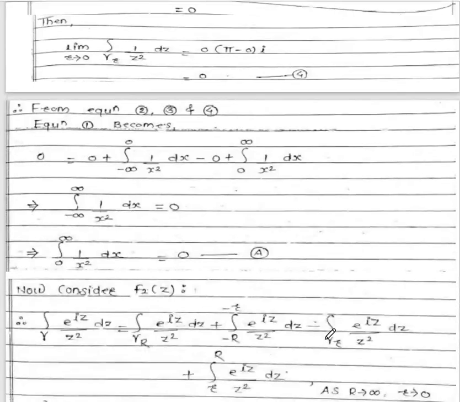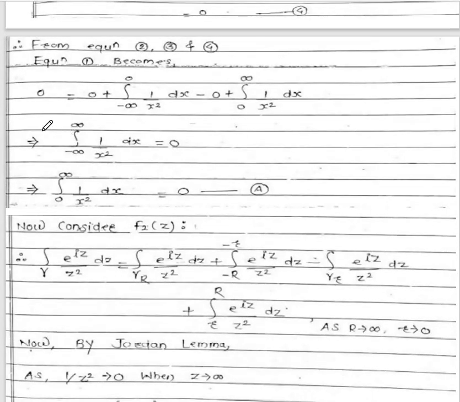Then equation 1 becomes: the right hand side, that is 0, equals the first integral, which becomes 0, plus the second integral from minus infinity to 0 of dx upon x square, minus the third integral, which becomes 0, and the fourth integral from 0 to infinity of dx upon x square. Okay, so here we can write minus infinity to plus infinity of dx upon x square equal to 0. So this can be written as the integral from 0 to infinity of 1 upon x square dx equal to 0. Equation number A.